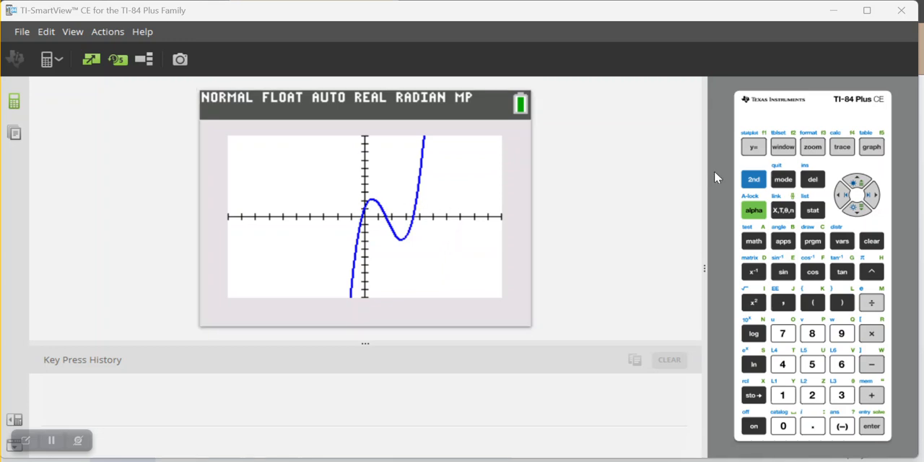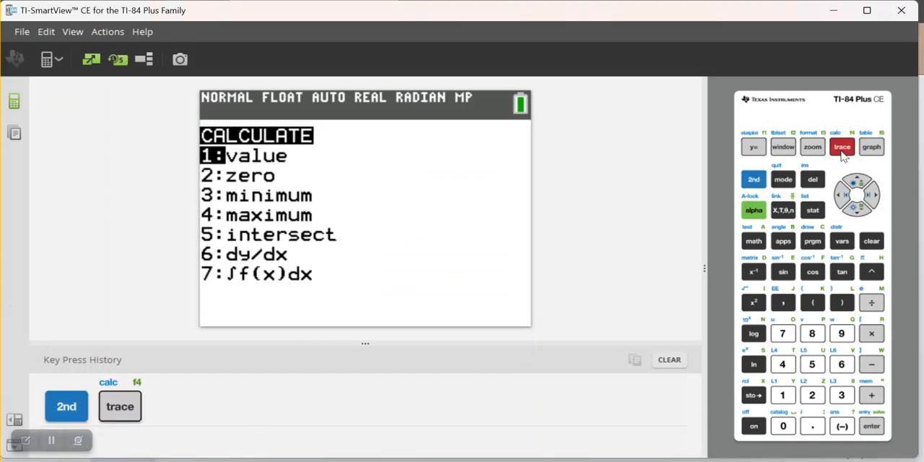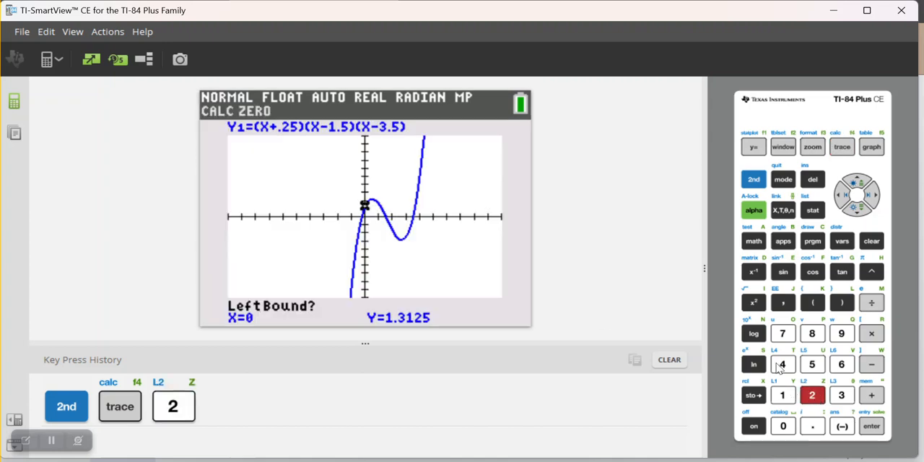And the first thing I'm going to do is, now that I have this graph, I'm going to go back up to my Calculate menu, which is a second feature on this calculator. So I have to go to Second, Trace. And then notice the second option here is to locate a 0. And again, I have to use a left bound, and I'm going to have to enter a right bound. And the reason is polynomial functions could have lots of zeros, so you kind of do need to be specific.